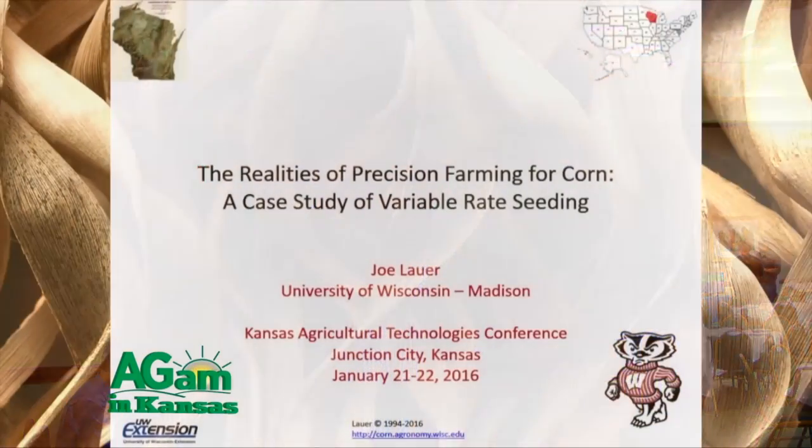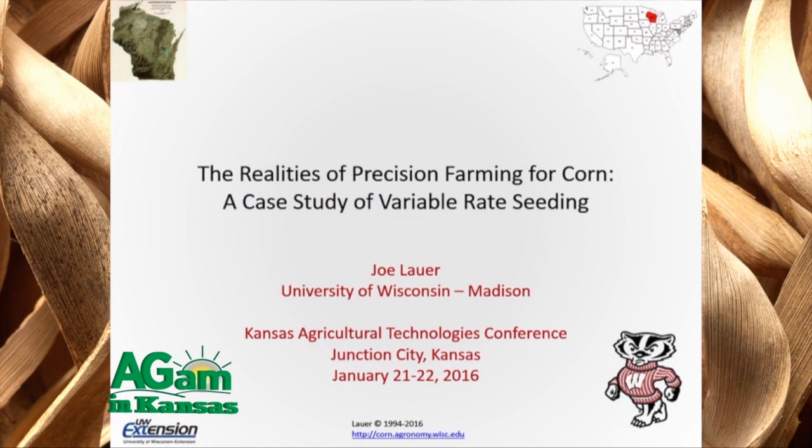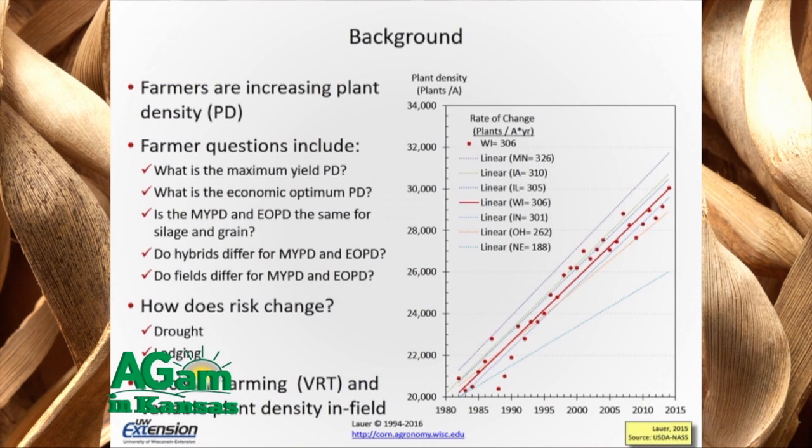I'm Joe Lauer, and I'm with the University of Wisconsin. I'm a professor in corn agronomy for the state of Wisconsin, and we do research on agronomic decision making for corn farmers. This project that I'm going to talk about today is basically looking at the response of corn to variable rate.